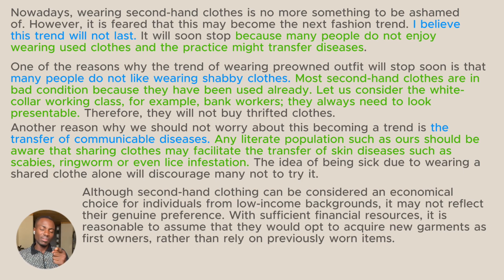However, it will not be their first choice. Nobody who ideally has money would think of buying pre-owned outfits. They would rather be the first owners of anything they wear, and they won't want to share with anyone.